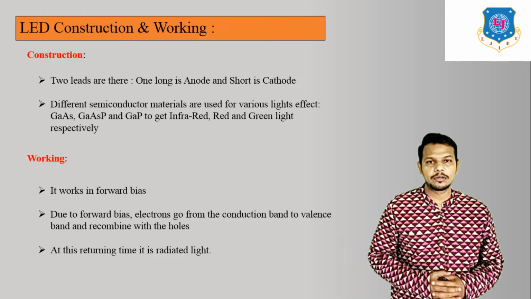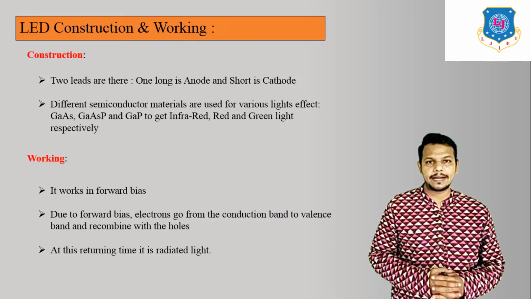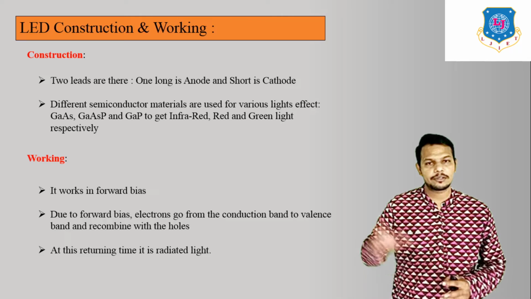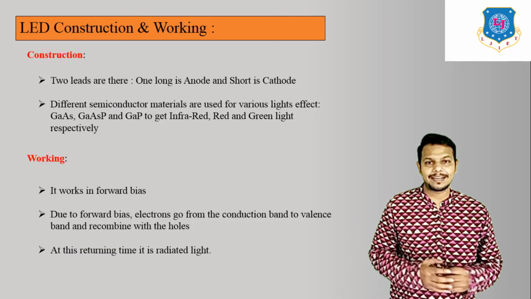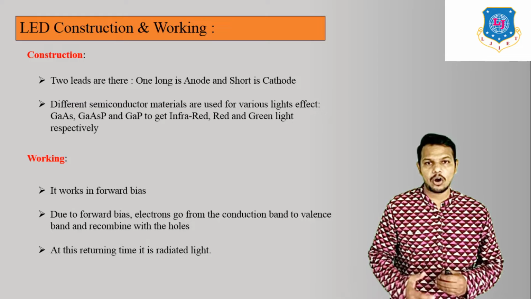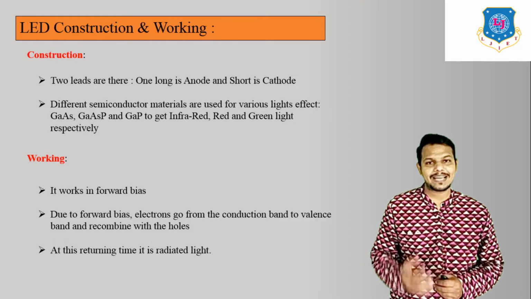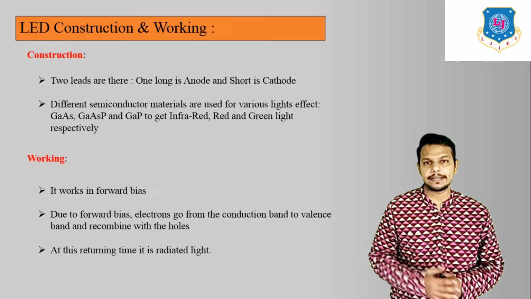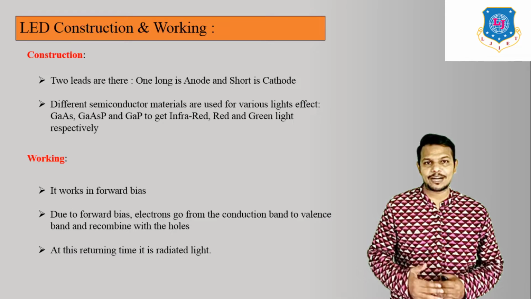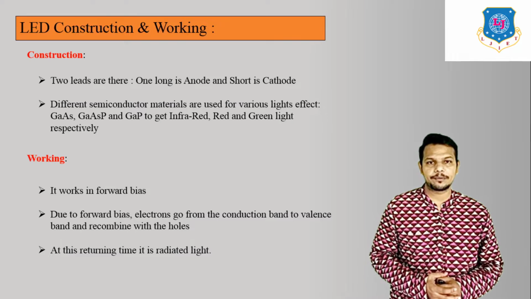Let us discuss LED construction and its working principle. First, construction. There are two leads. The first lead is long, which is known as the anode, and the other lead is short, which is known as the cathode. That means the anode is positive and the cathode is negative.